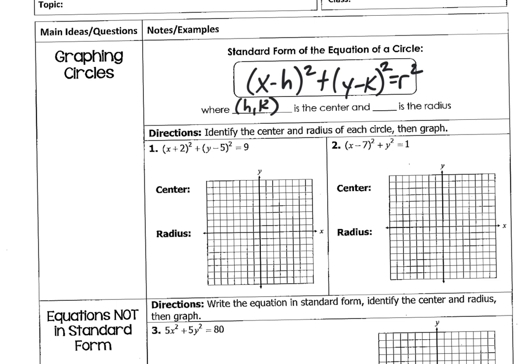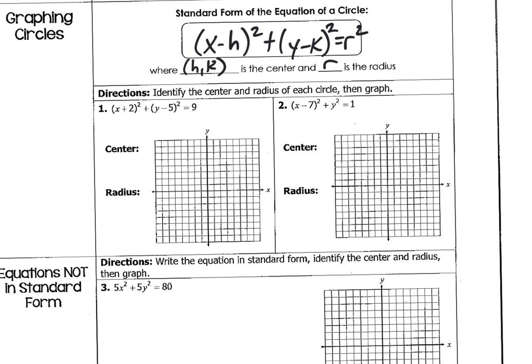Yesterday we found the center, we found the radius, whether it was from a graph or just off of an equation, or made the equation. Here they're going to give us the equation of a circle. We're going to identify the center, we're going to identify the radius, and then we're going to graph it. Okay? So let's look at number 1 down here.